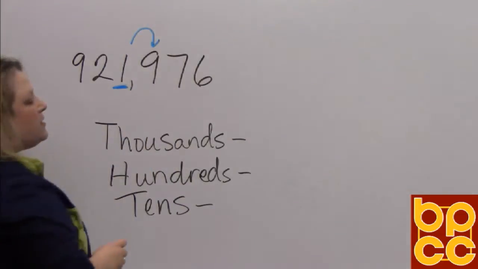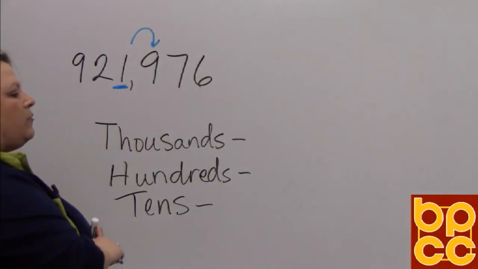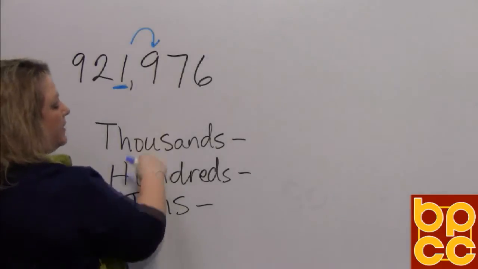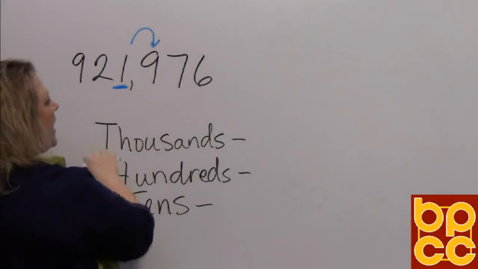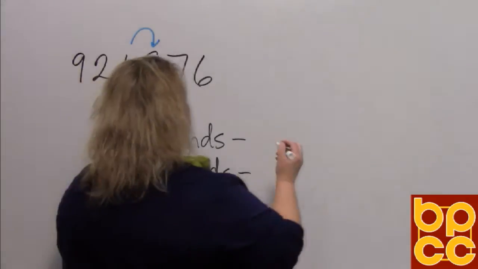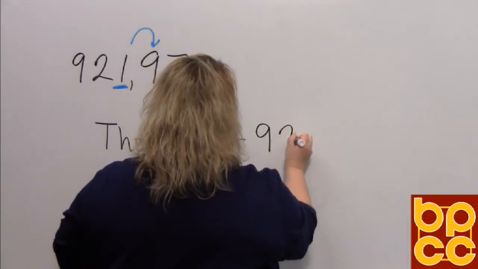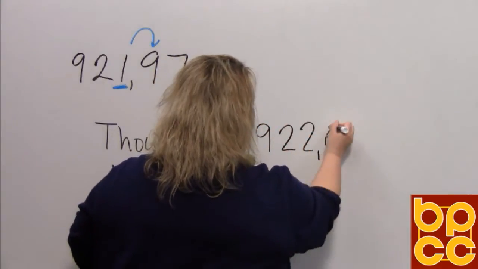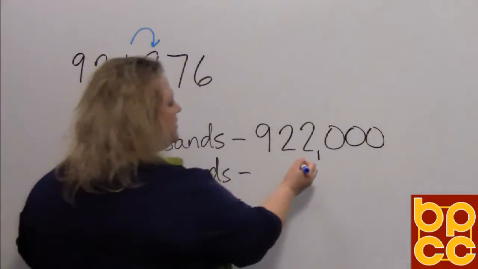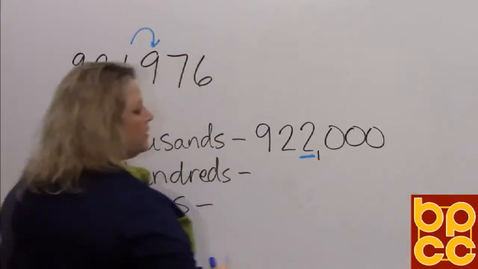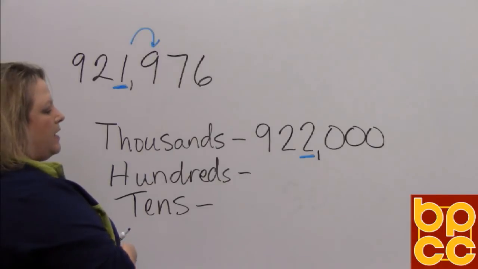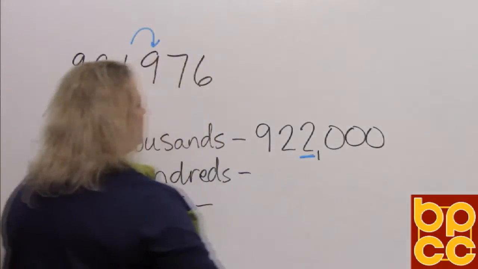I'm going to look next door at my 9. It says in the rhyme, if it's 5 or higher, you add 1 more. Well, 9 is definitely 5 or higher, so we add 1 to the 1 and make it a 2. That now becomes 922,000, and all of the digits behind the one we changed dropped off and became zeros. Anytime you're rounding, that's what you want to do. The number either changes or it stays, and the ones behind it become zeros.